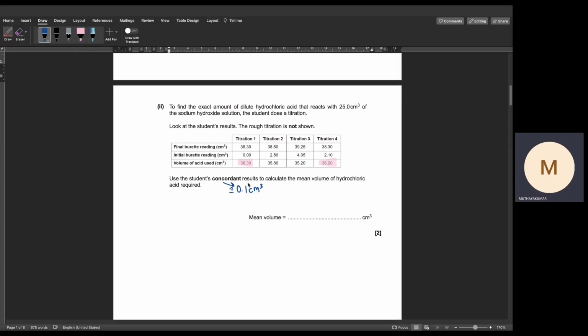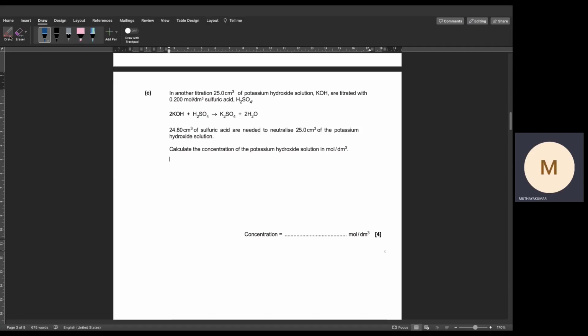You can only use the concordant results when you're calculating the mean. So the mean is calculated by adding the two values and dividing by the number of data sets. So divided by 2, that gives us 36.25 centimeters cubed. So that is our mean volume.